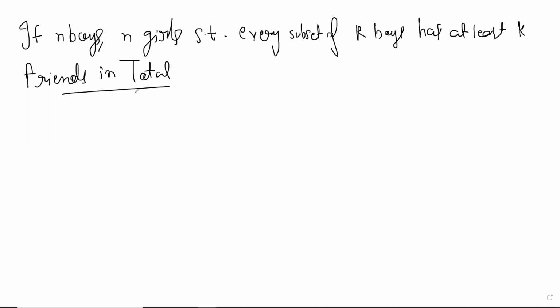And this is for any k actually. Any of those n choose k subsets you pick, so it's 2 to the power n subsets, will have at least that many friends, okay? This is a very good condition, right? It's a condition that runs over all subsets, so it's like a second order kind of condition. If every subset of k boys has at least k friends in total, then there is a perfect matching.